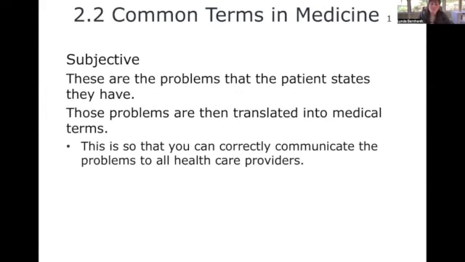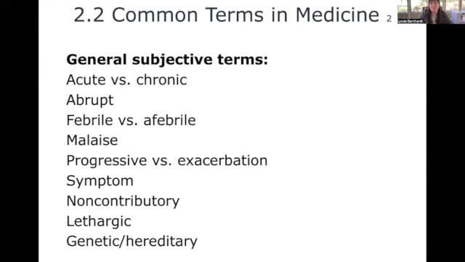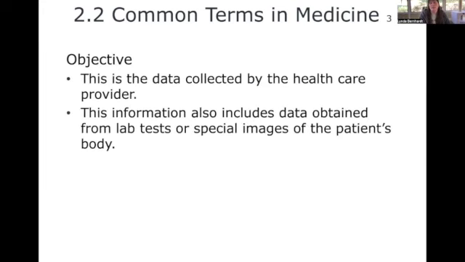All right, subjective. These are the problems that the patient states they have. They're not going to know the medical terms. So your job is to listen to what they said and put it in medical terms, but make sure you're not changing what they said, if that makes sense. General subjective terms: acute versus chronic. You need to know which one's which. Abrupt, all of these are very important words. Now, I'm not going to read them all, but you need to know all of these because they're very important.